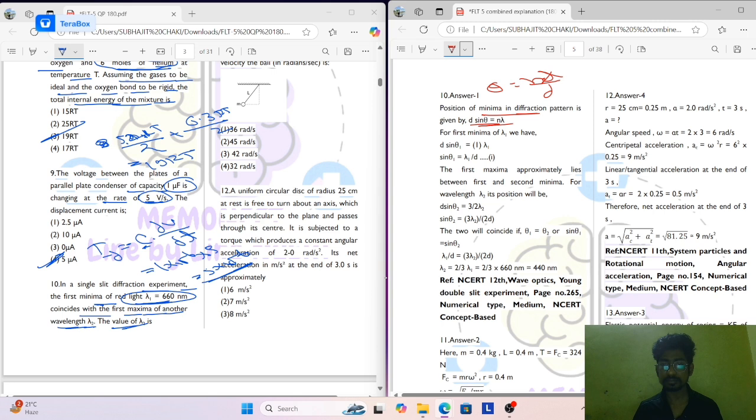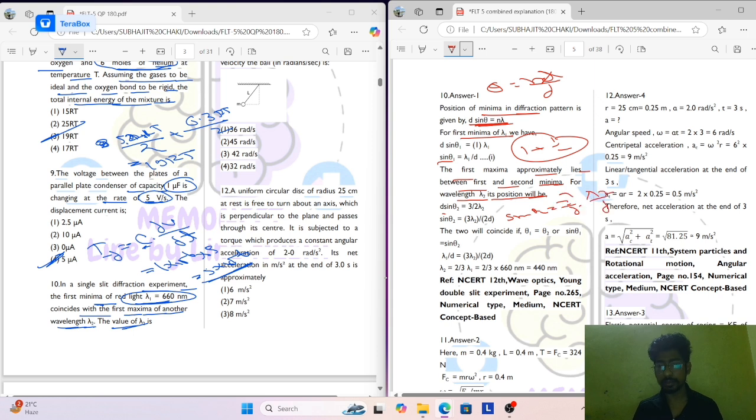But for the first maxima, it will be d sin theta equals 3 by 2 lambda 2. The first maxima approximately lies between the first and the second minima for the wavelength lambda 2. The position will be 3 by 2, okay, 1 plus half, right? So from this sin theta 1 will be lambda 1 by d. From this you will get sin theta 2 equals 3 by 2 lambda 2 by d, right?